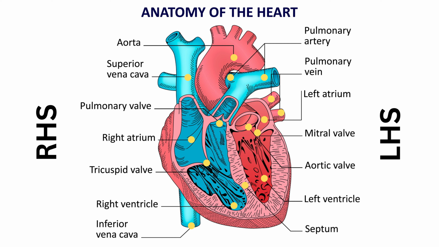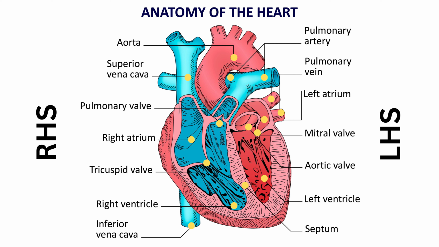The blood receives its oxygen in the lungs and goes back to the heart through the pulmonary veins. The blood then enters the left atrium. The bicuspid valve lets the blood into the left ventricle, which then pushes it to the aorta, passing through the aortic valve, and finally circulates to the whole body.